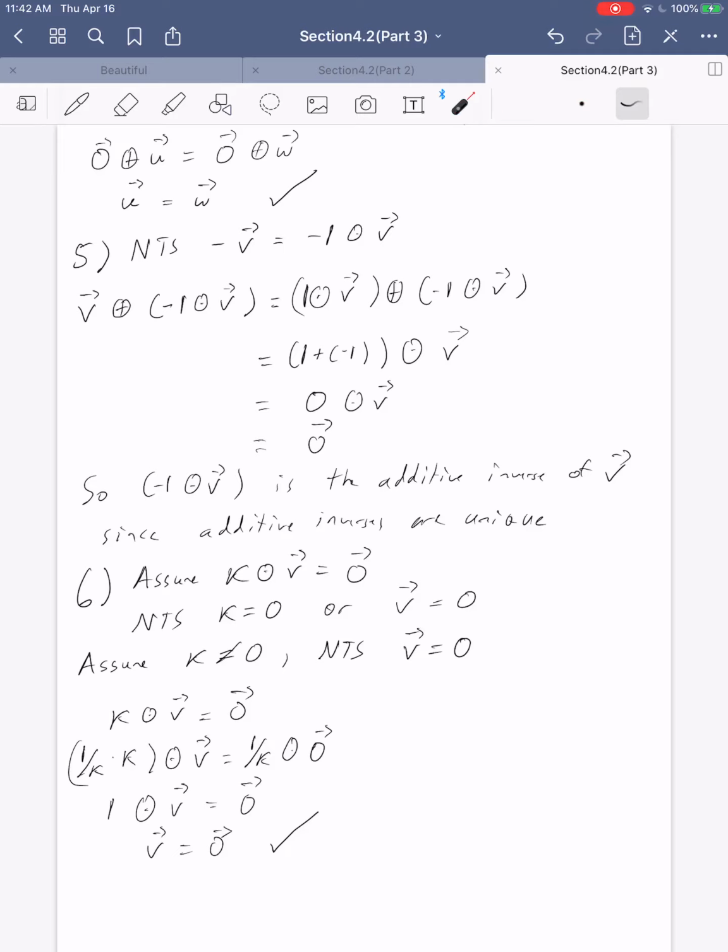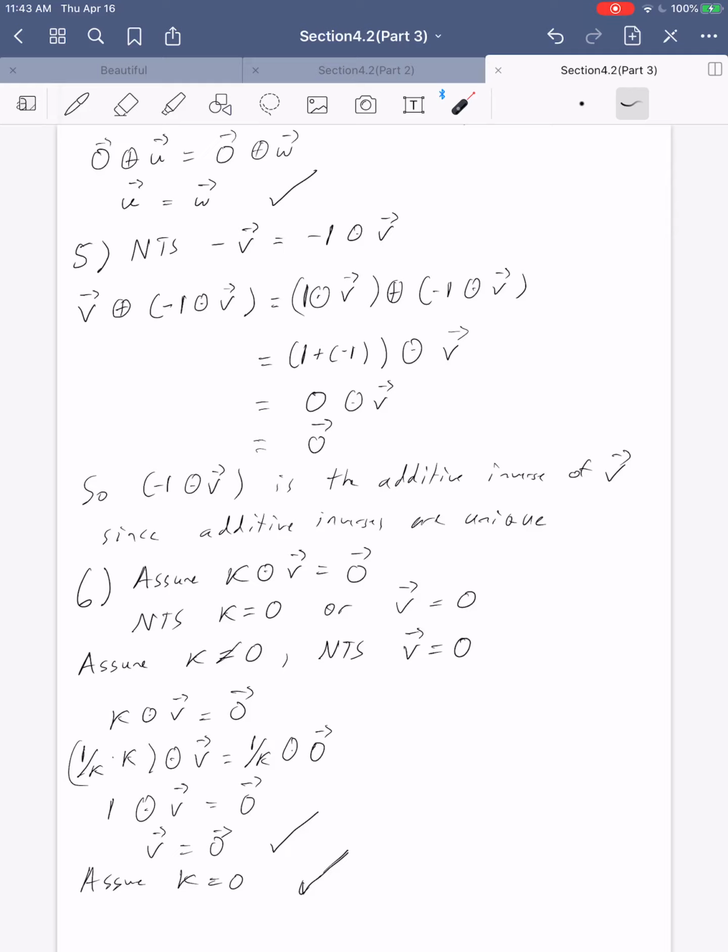Okay, you might say, we assumed that k is not equal to 0. What happens if k is equal to 0? Well, then we're done, because we needed to show that k equals 0 or v equals 0. So if we assume k equals 0, we're done, because that's one of the things that we needed to show. So this is a weird proof, because half of the proof, when you assume k is equal to 0, is basically trivial. If k equals 0, then k equals 0. If k isn't equal to 0, then we showed v must be 0. So one of the two must always be 0.